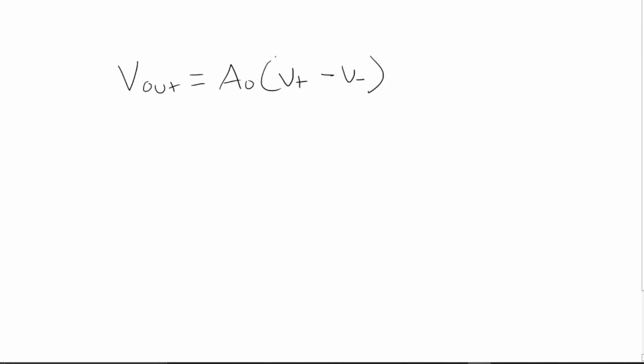A very important formula to know within op-amps is a formula which relates its input voltages and the voltage gain of the op-amp, which is V out equals A O, which is the voltage gain, times V plus minus V minus. So this is our voltage gain. These are inputs, and this is our output here.